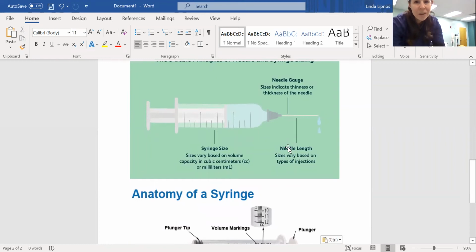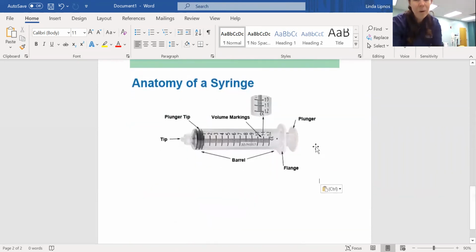And then when you move down, I have some pictures of the actual syringe and it's labeled. So the needle length is your needle, the gauge is the diameter, and the syringe size is just based on the syringe here. When you look at the anatomy of the syringe, you are going to have to know what the plunger is. You are going to have to know where the tip is, where the volume markings are, what the barrel is, what the flange is.